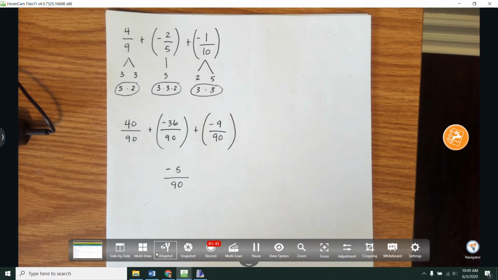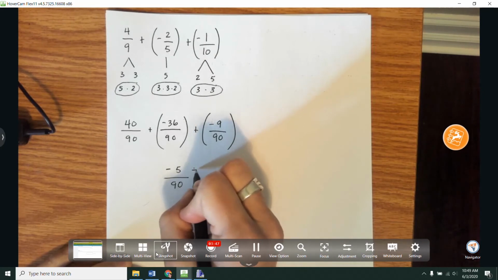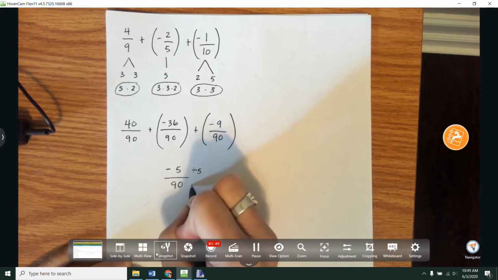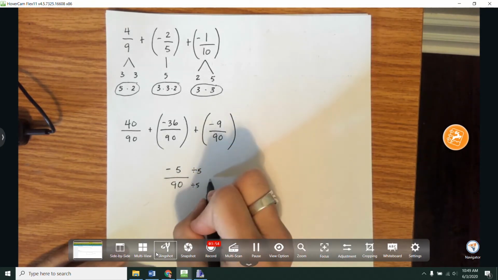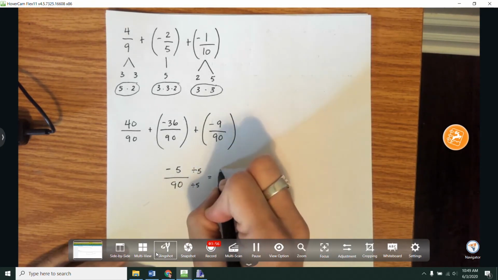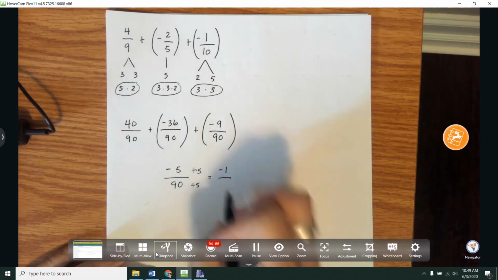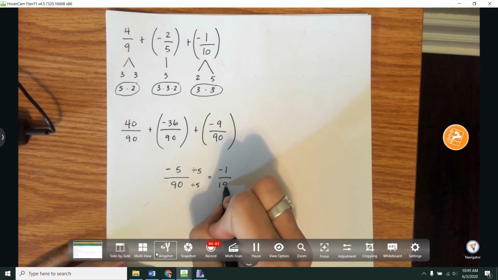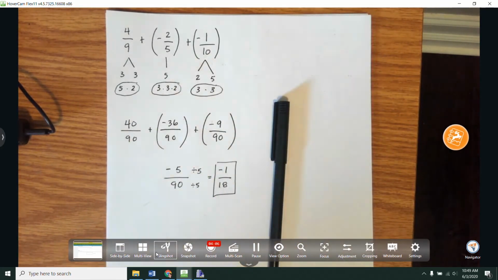And we can't stop there. When we get a fraction, we have to think if we can reduce it. And we can divide both of these by 5. We always have to divide these by the same number. Negative 5 divided by 5 is a negative 1, and then 90 divided by 5 is 18. So this is your final fraction.